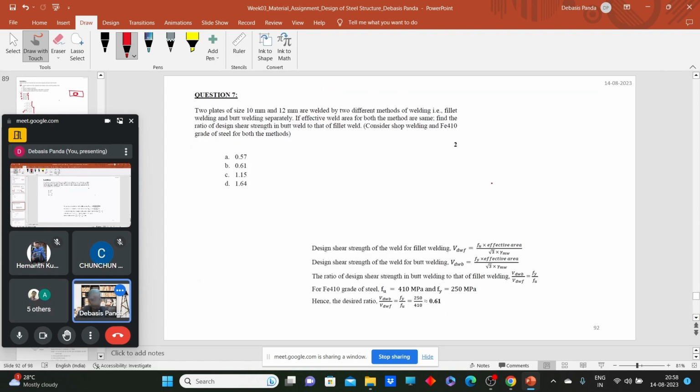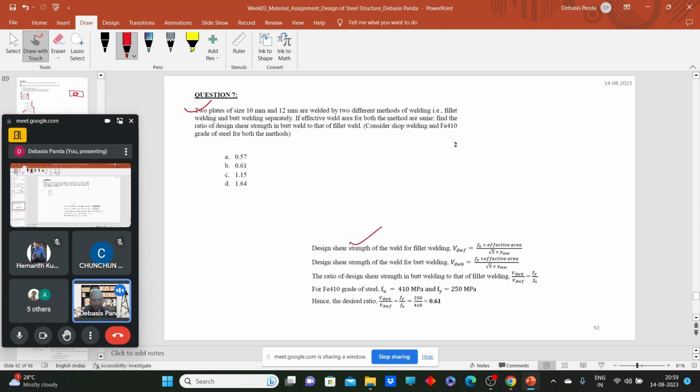Yeah. It's a nice question. Two plates of 10 mm and 20 mm are welded by two different methods of welding: first, fillet weld and butt weld. If the weld area for both methods is the same, find out the ratio of design shear strength in butt weld and fillet weld. Okay, design shear strength in butt weld is governed by yielding, but the design shear strength in fillet weld is governed by Fu, the rupture value. So this will be the difference.